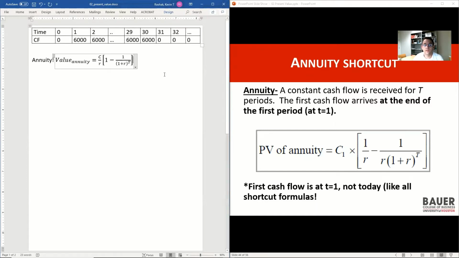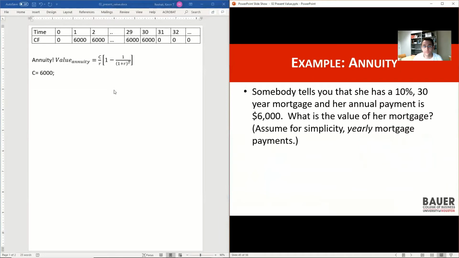Okay, so we have the formula. We know what it is. All we need to do is plug in the appropriate values into the formula. So we know what the cash flow is. We're getting $6,000 every period. Let's go back to this example. The discount rate is given at 10%. And we know how many periods there are. We know that there's 30 years on the mortgage. So there's 30 annual payments that we're making. So we have everything we need. We're going to put those values into the formula to get the value of the annuity at time 0. Right there, the present value of the annuity.